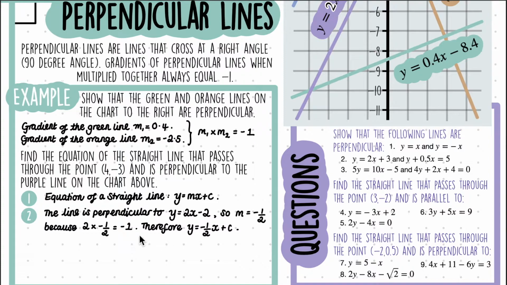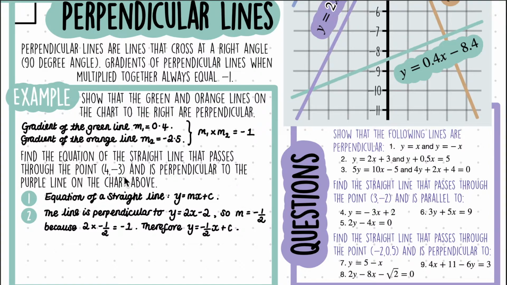So everything I've just said is here. The line is perpendicular to y equals 2x minus 2, which is the equation for this purple line. So m is equal to minus a half, because 2, which is the gradient of the purple line, times m, which is the gradient of the line we're trying to find, 2 times minus half is equal to minus 1. Therefore, now we know m, our equation up here becomes y is equal to minus a half x plus c. So now, all we need to do with this is find what c is.